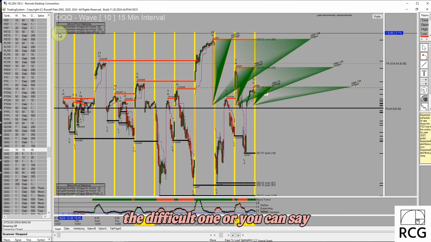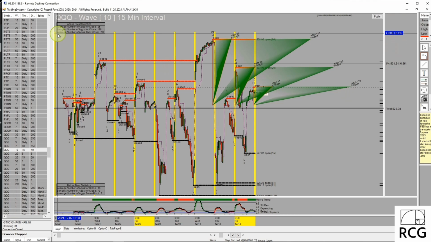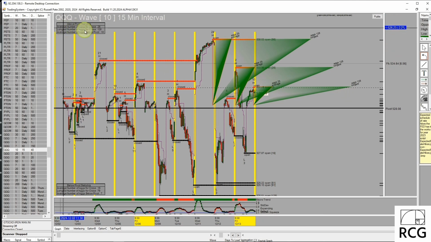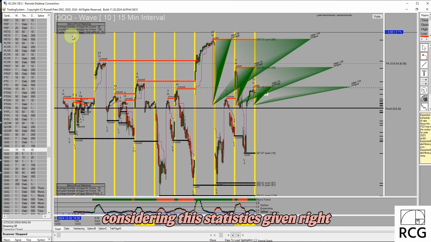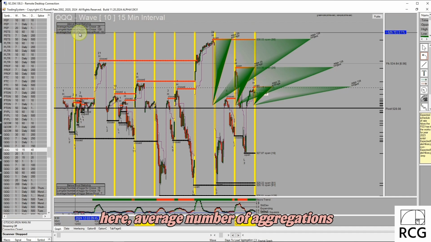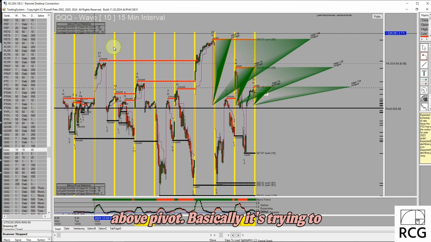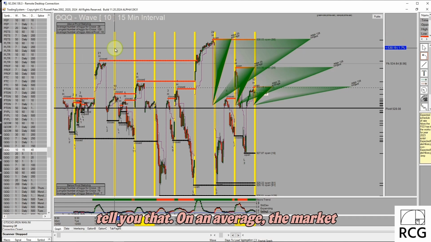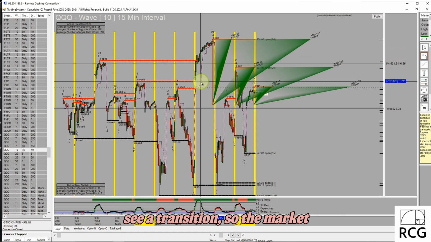Now this is the difficult one, or you can say the harder one to understand, considering the statistics given right here: the average number of aggregations above pivot. Basically, it's trying to tell you that on average, the market forms H10 above the pivot. So that is all it is trying to tell you: on average, when you see a transition, the market should form H10.